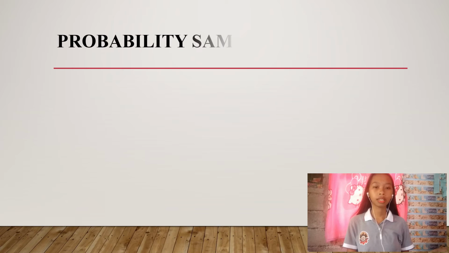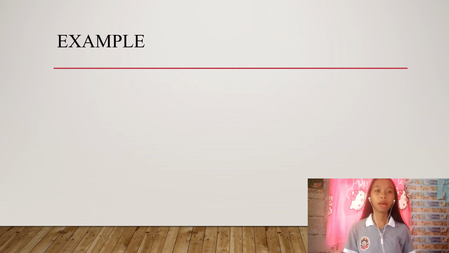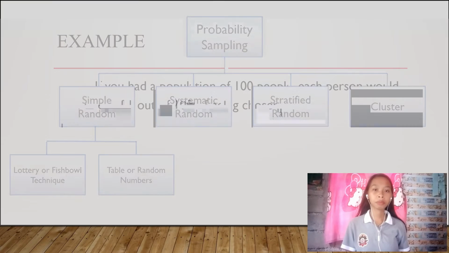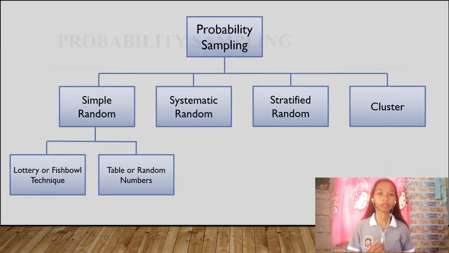Probability sampling is based on the fact that every member of a population has a known and equal chance of being selected. For example, if you had a population of 100 people, each person would have odds of 1 out of 100 of being chosen. Types of probability sampling: simple random sampling, systematic random sampling, stratified random sampling, and cluster sampling.